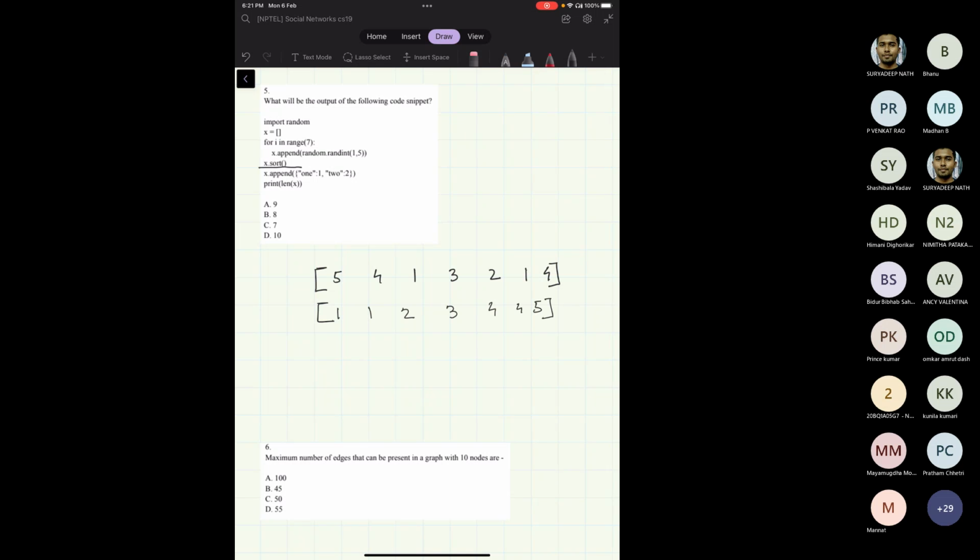So now you have 7 elements in this list, but then you add one dictionary term. So it will become 1, 1, 2, 3, 4, 4, 5, and then this dictionary, 1 is to 1 and 2 is to 2. So total there are 7 elements from here, and this dictionary is just added as one element in the list. So the length will remain 8, and the dictionary is not added as 2 elements in the list. So it is not 9 but 8. So the option B is the correct answer for this question.